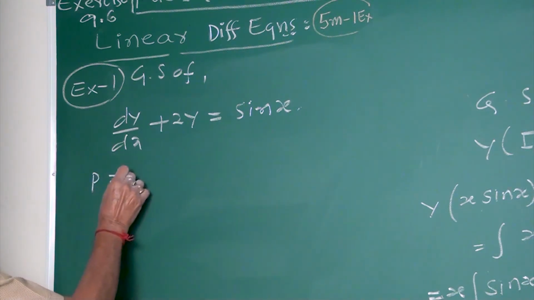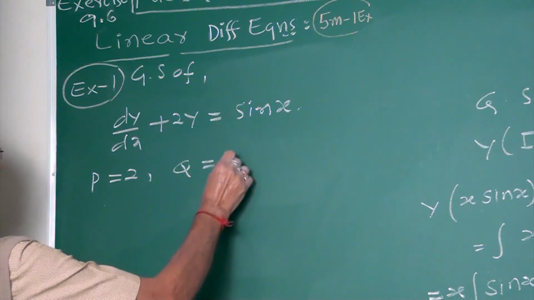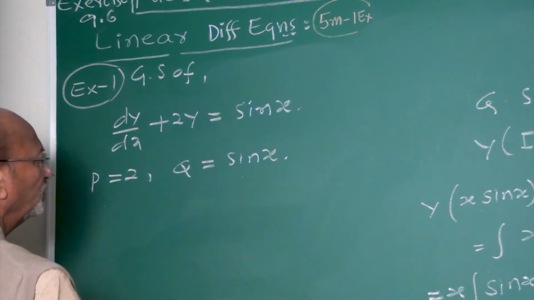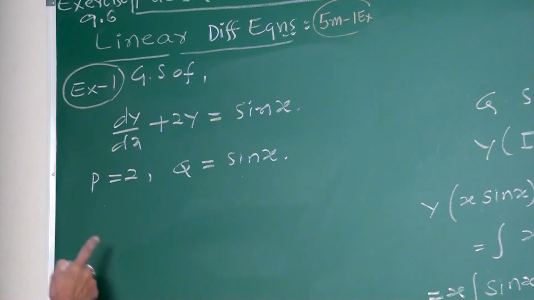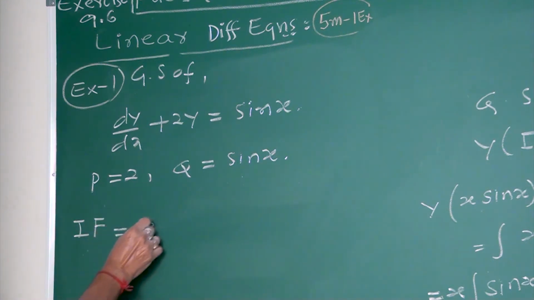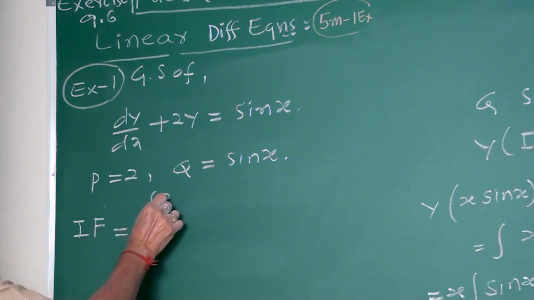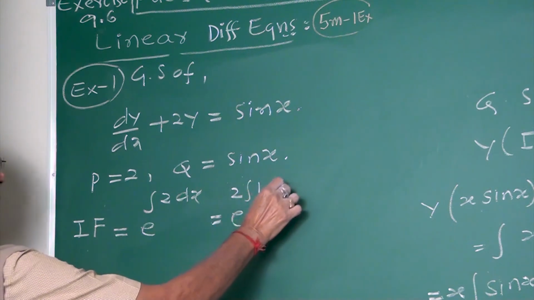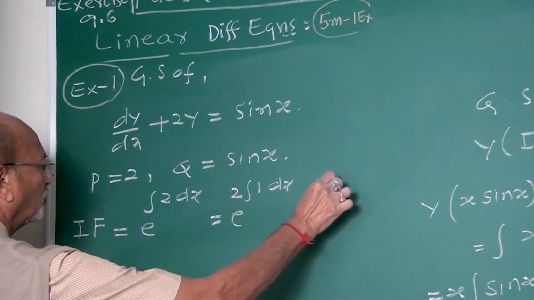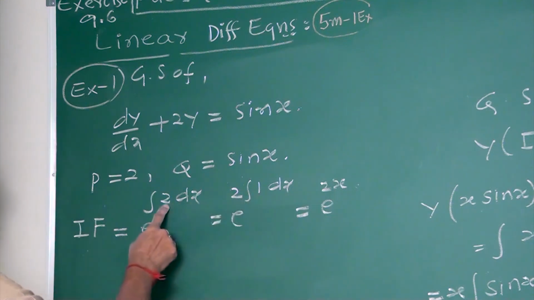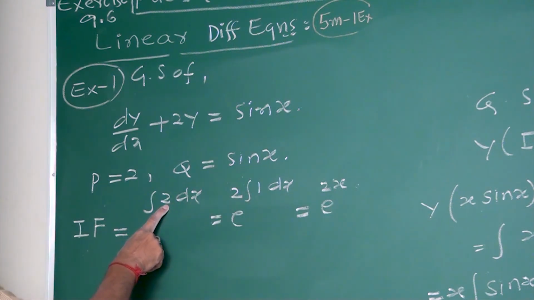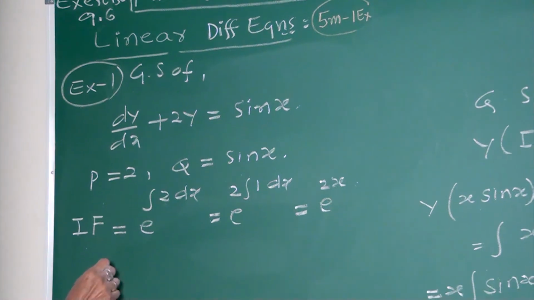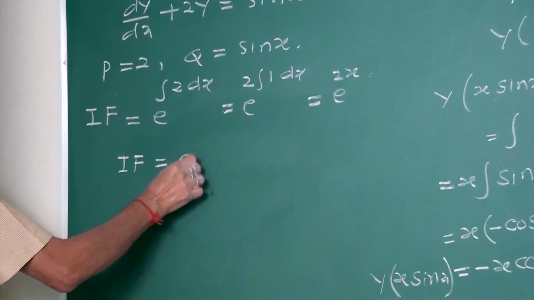What is P here? 2. What is Q here? Sin x. This is a simple example, but we use one formula. Only because of that, I have selected this example at the end. Yes, my friend. Integrating factor: e to the power integral of 2 dx, which is 2 into integral of 1 dx, which is e to the power 2x. Therefore, the integrating factor is e to the power 2x.